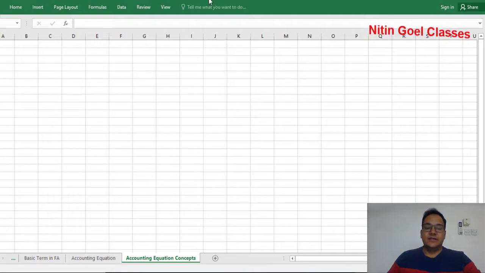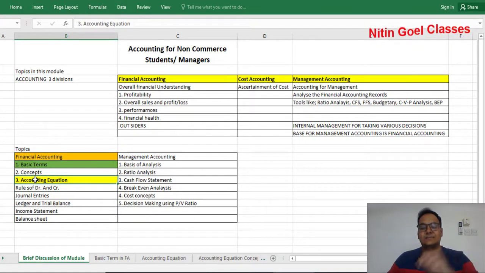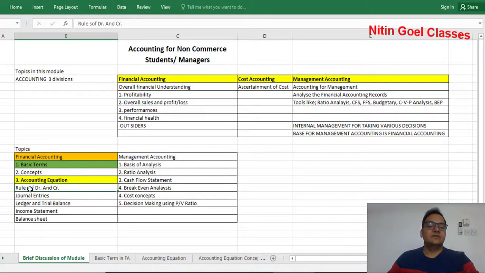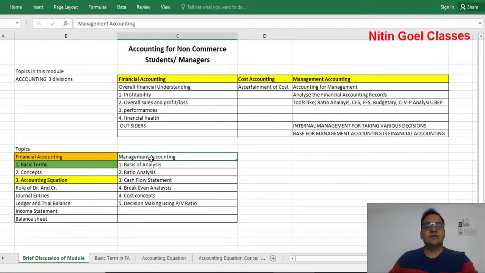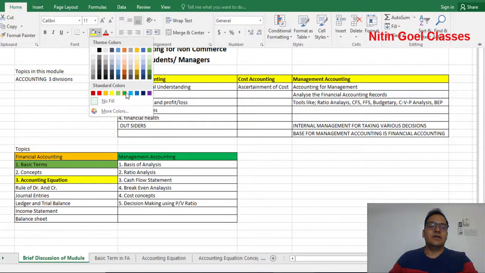As we are already heading towards our fourth lecture today, just to brush up what we have done in the previous lectures. As you can see in the Excel, we discussed a brief introduction about the course, where we discussed the topics which we are going to cover. Today we are going to continue with some of the concepts on accounting equation. Then we will come to different concepts of accounting. In accounting, we will cover all these topics. Then we will come to management accounting, and we will be covering different topics on management accounting as well.